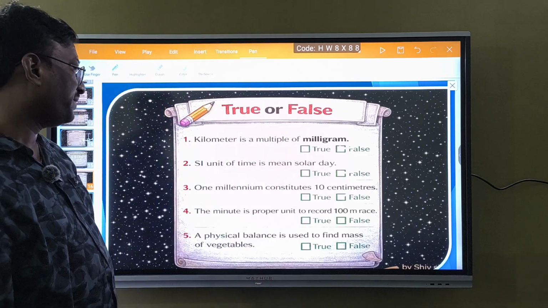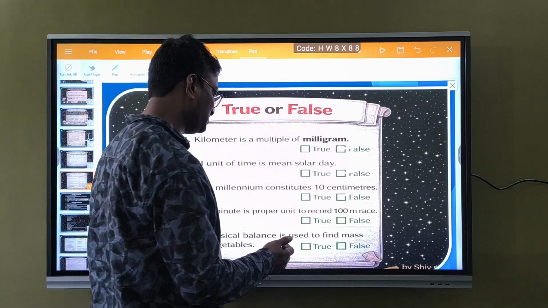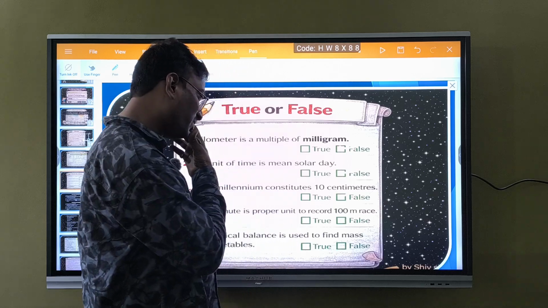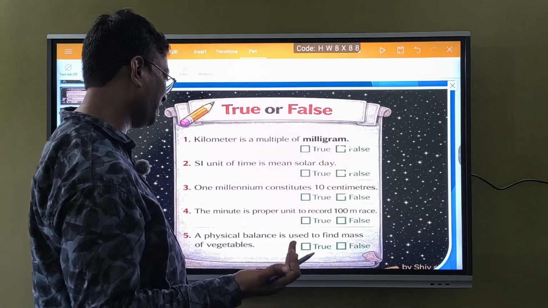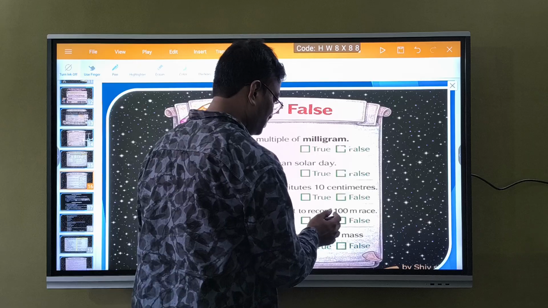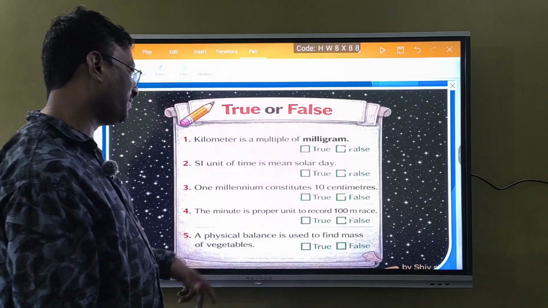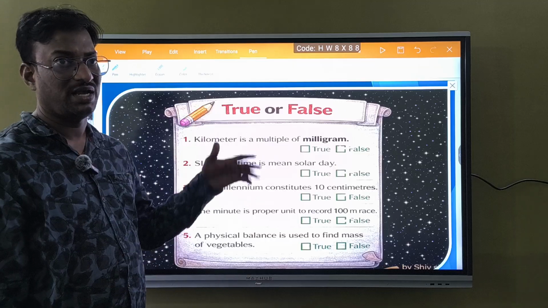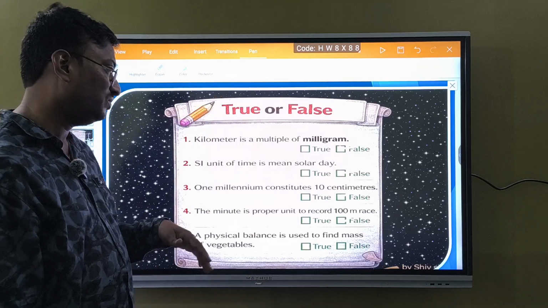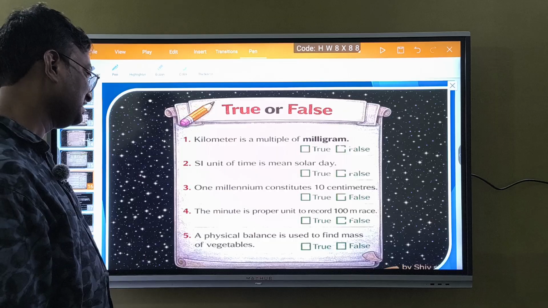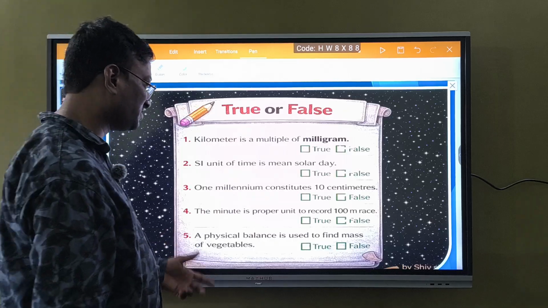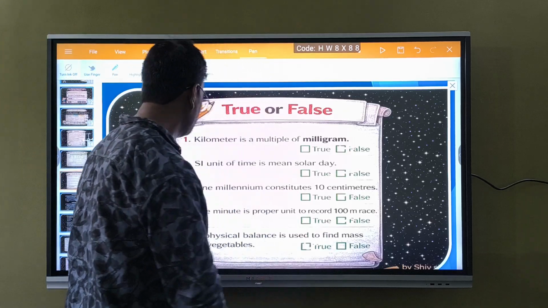The minute is the proper unit to record 100-meter race. Maybe it will be less than 1 minute, seconds actually we can use. So, it may be false. The minute is not the proper unit. Minute will have longer time, up to 60 minutes or 70 minutes we can go. It will be around seconds. A physical balance is used to find the mass of the vegetables, it is true.